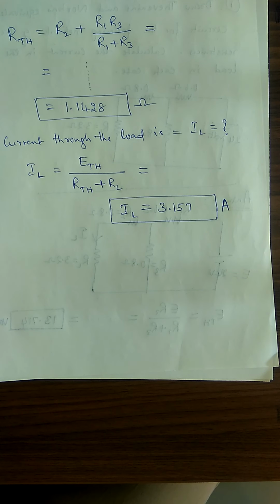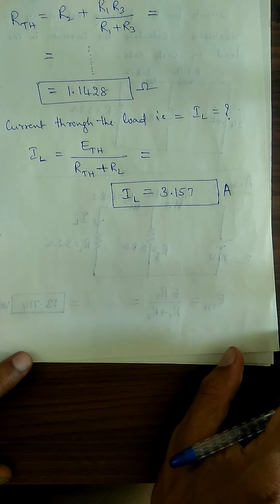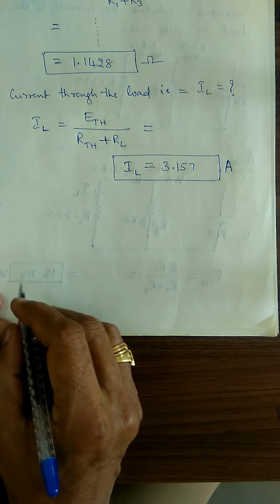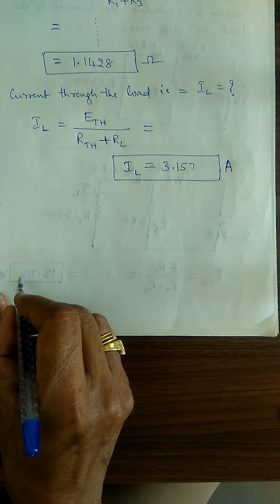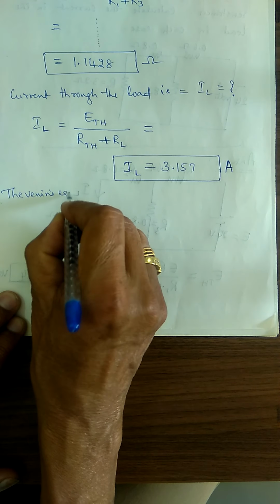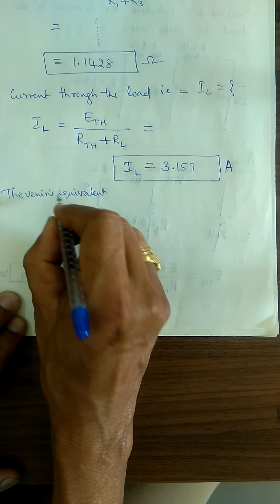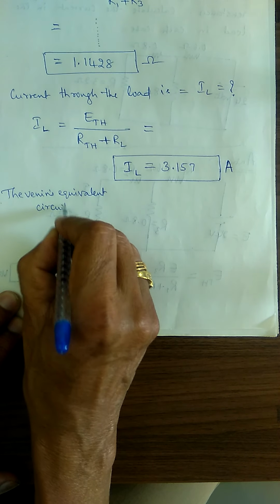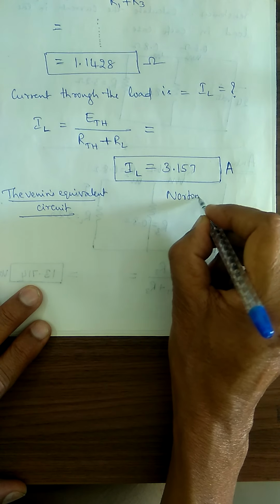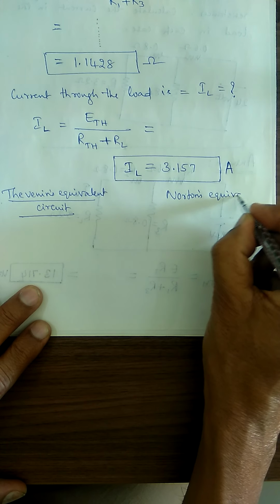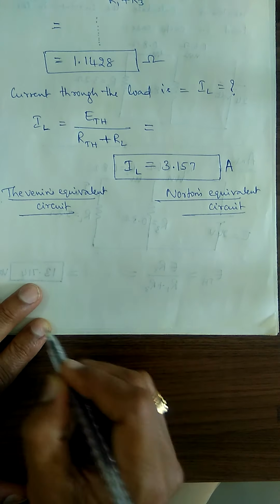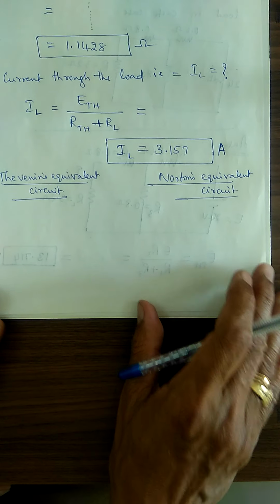Now we have to write Norton's equivalent circuit and Thevenin's equivalent circuit. Both we are supposed to show, and that also carries marks. So first I will write Thevenin's equivalent circuit. Here I will write Norton's equivalent circuit. Both we are supposed to write.